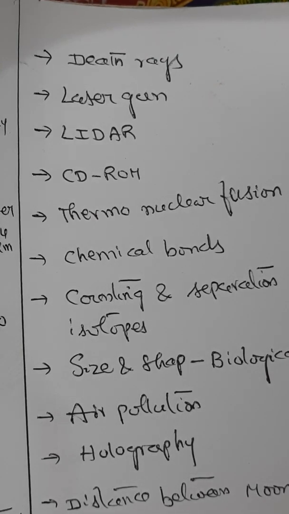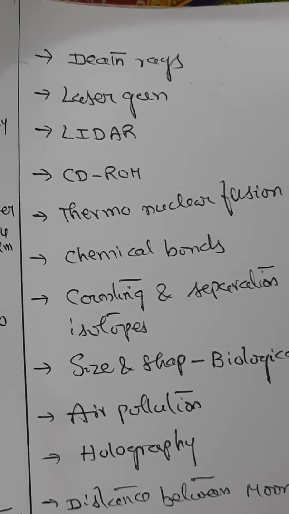Something called LiDAR, light detection and ranging, is used in place of radar. It can be used to estimate the size and shape of a distant object or used as a war weapon. Even in computers, you can use it for storage in terms of CD-ROM. In thermonuclear fusion, to initiate the reaction, very high temperature and pressure are required. This can be achieved through laser.